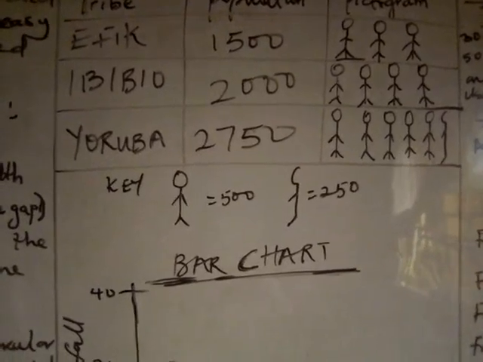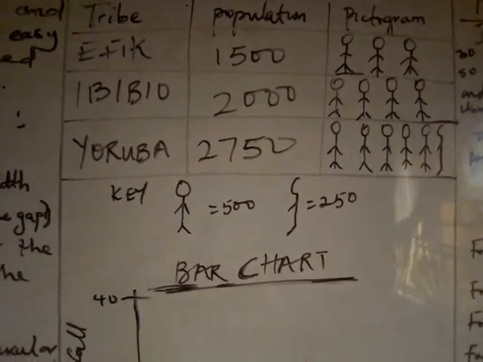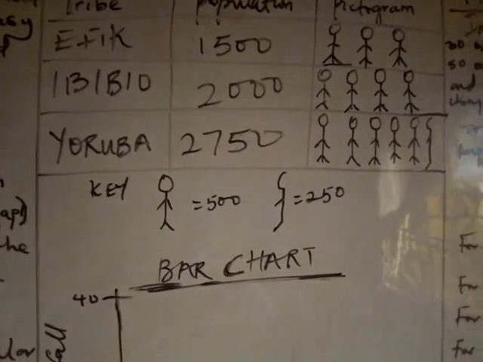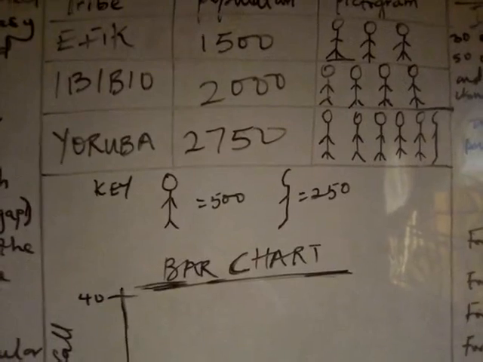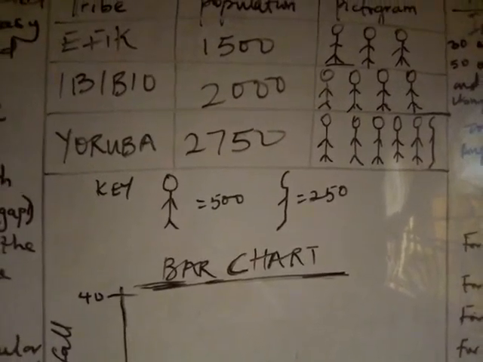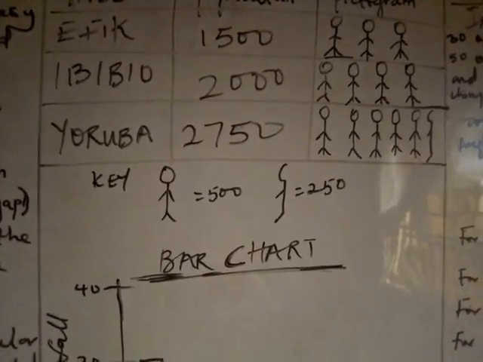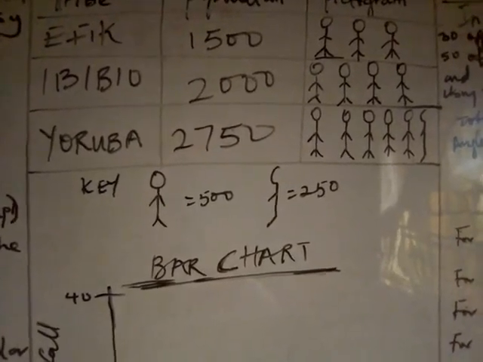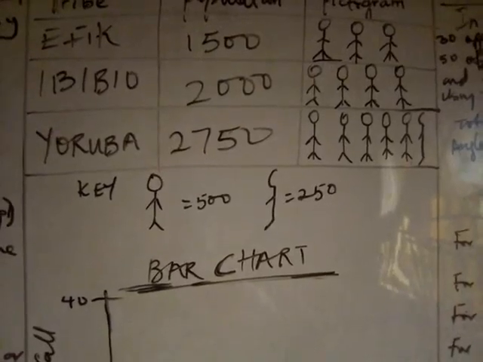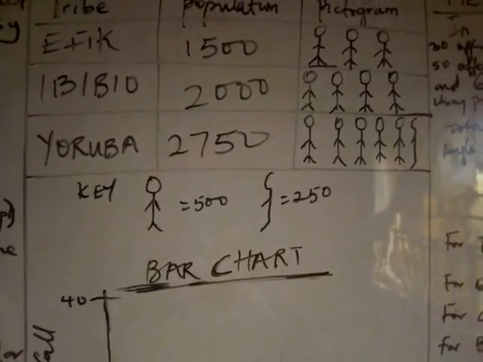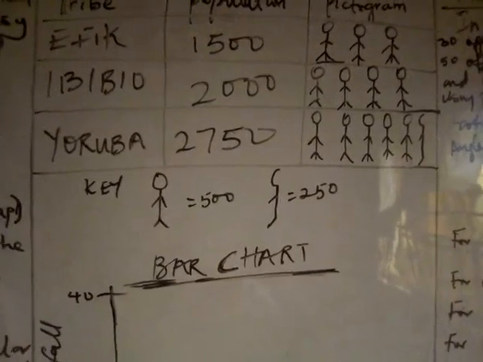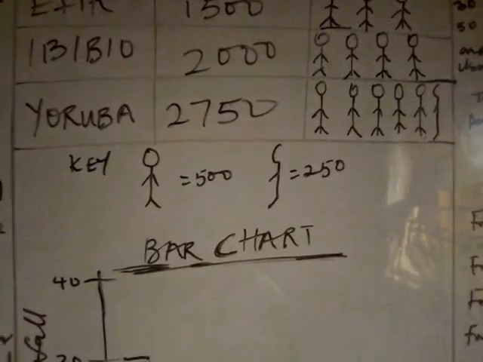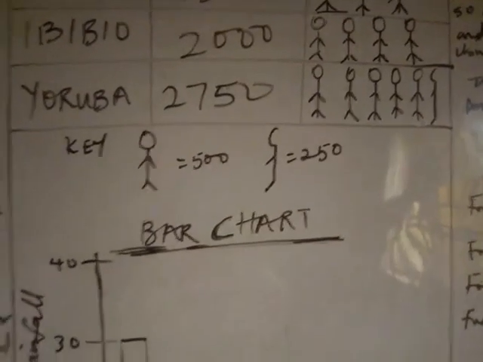But there must be a key that represents those pictures in a pictogram. So when we say one picture represents 500, half of that picture represents 250. If we have 1,500, that means we need what? If one picture is valued at 500, then it has to be 3. So 3 of those pictures represent 1,500. The same is applicable to Yoruba, 2,750. So that's that about that.